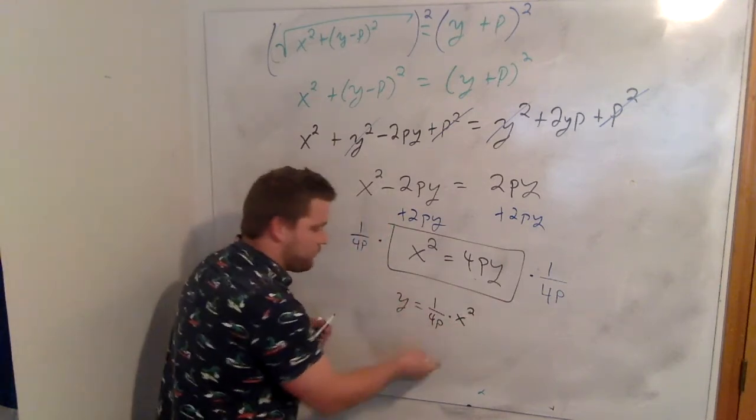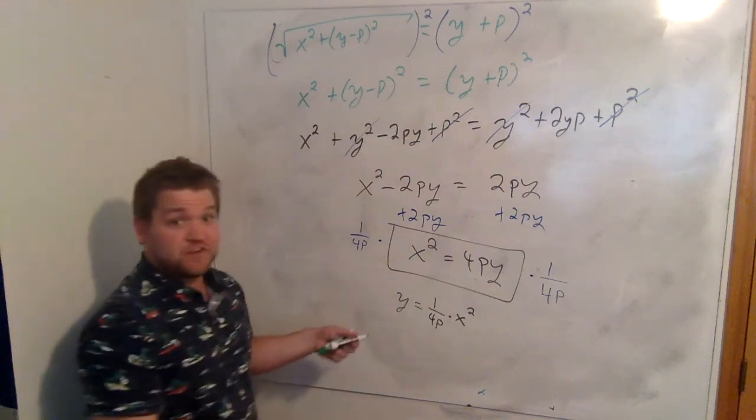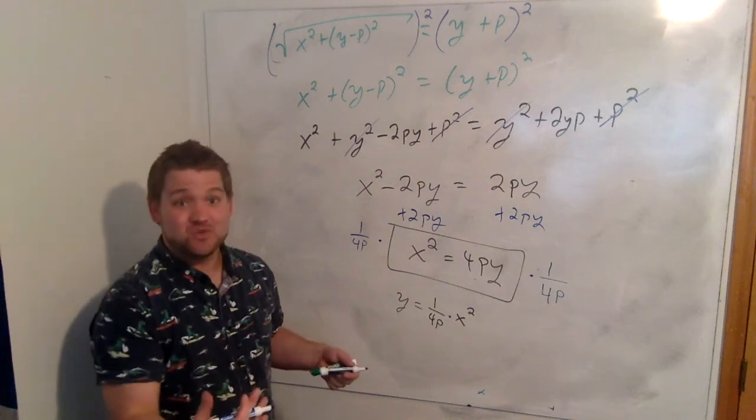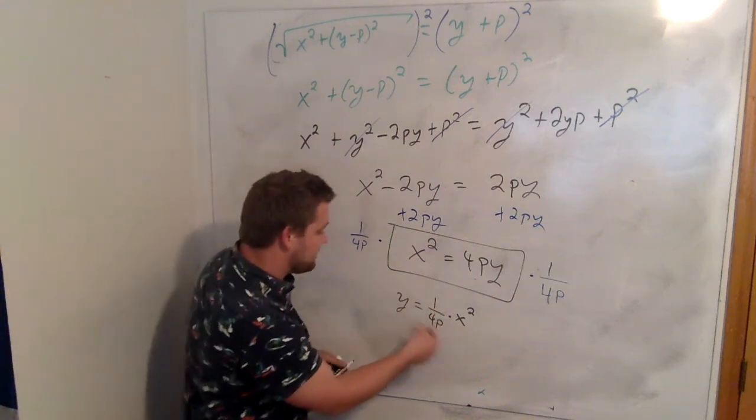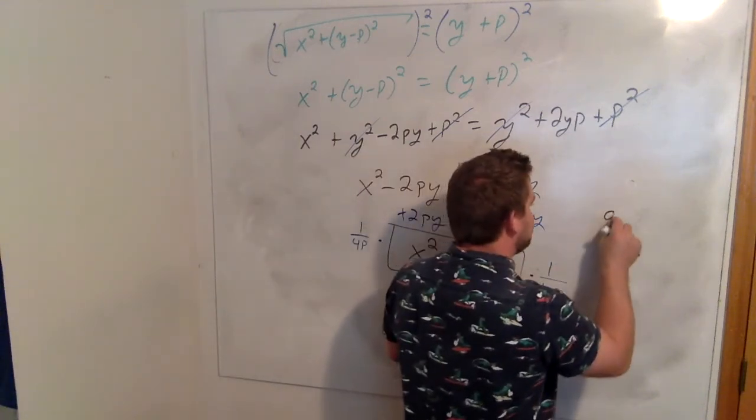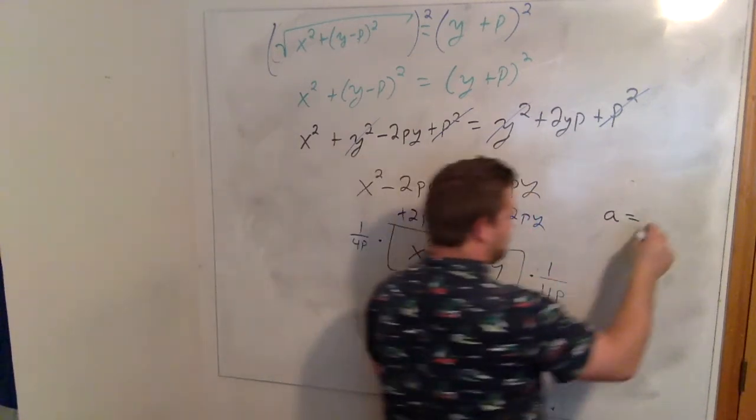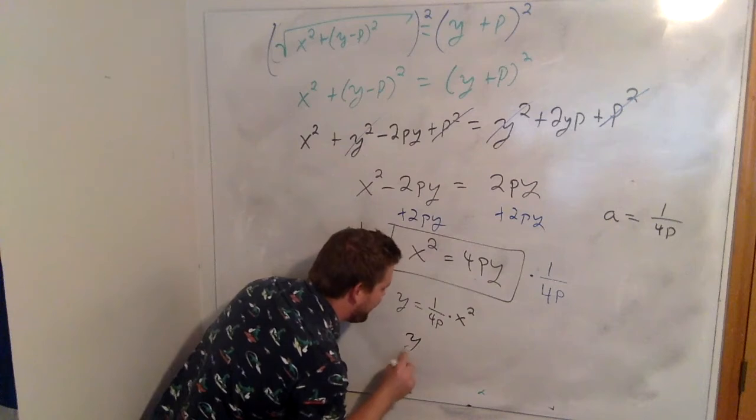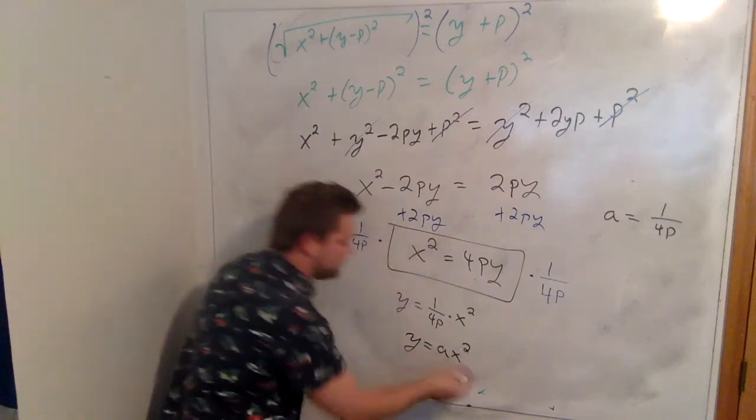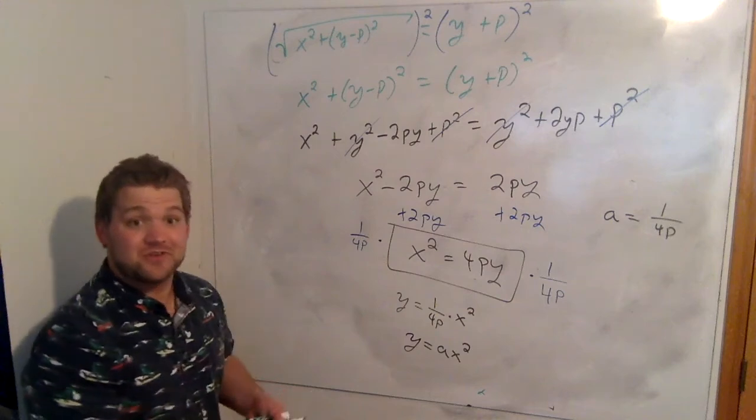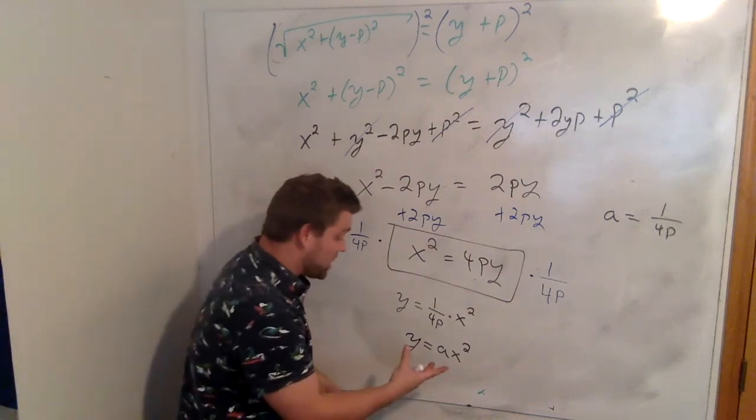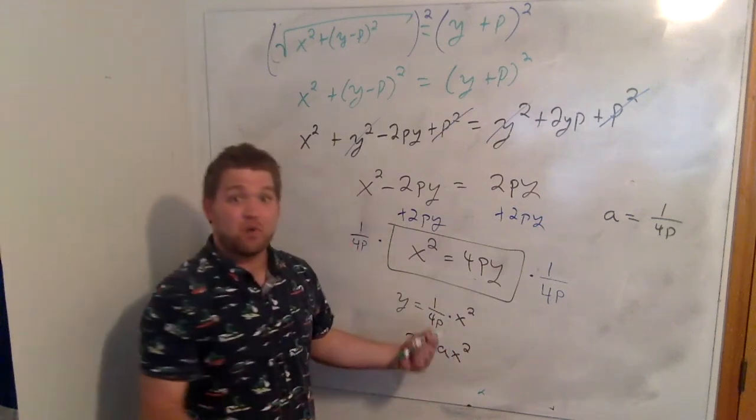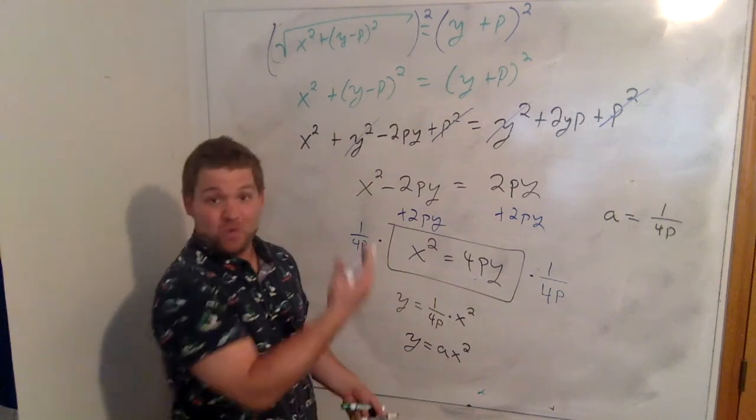Well, 1 over 4p, if p is a fixed number, you tell me the distance between the focus and the directrix, and you have a unique parabola. This is just some sort of constant for a fixed p. So let's say it's some number, we'll call it a. So this is saying that y is equal to ax squared, which should be fairly familiar to us. This is a parabola if a is 1. If a is 1, this is just y equals x squared, a parabola where its vertex is at the origin. And that's what we saw.